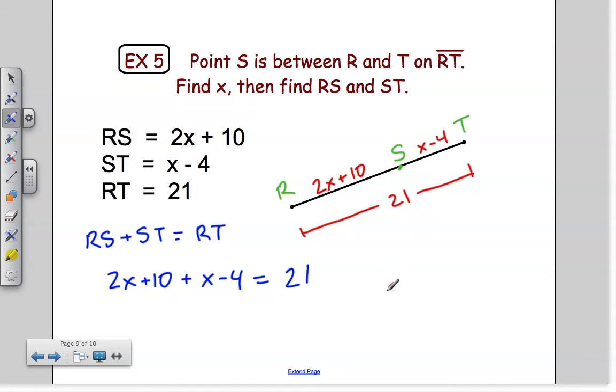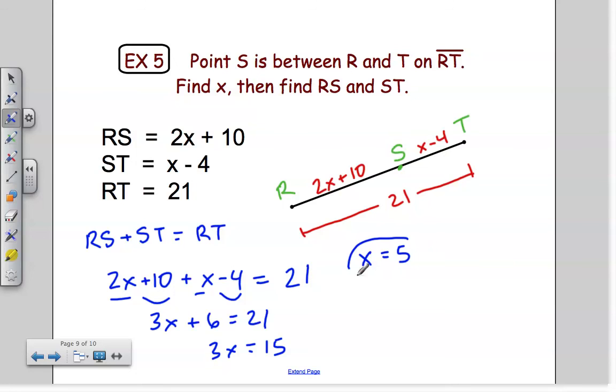The setup was all geometry, now it's algebra time. Let's solve this for x. Combine like terms, 2x and x is 3x, 10 and negative 4, so 3x plus 6 equals 21. Let's subtract 6 from both sides. 3x equals 15. Divide by 3, and x equals 5.